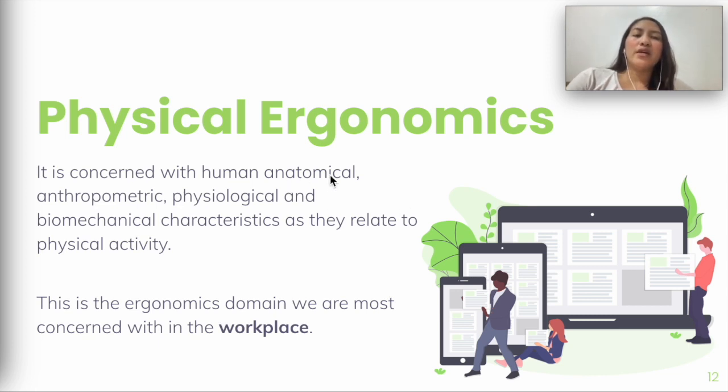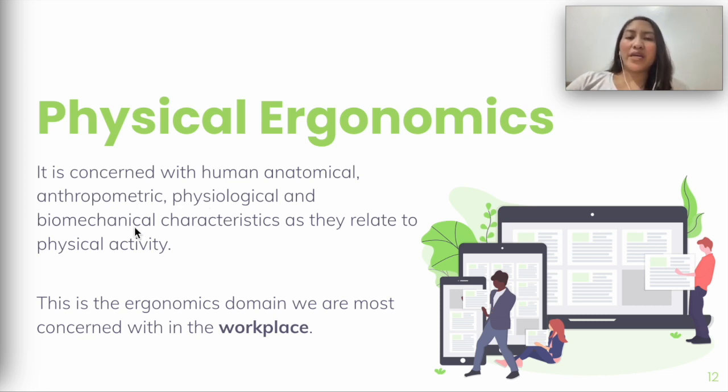So when you say anatomical, it's relating to bodily structure. So we have to consider the structure of the body. When you say anthropometric, it defines the physical measures of a person's size, form, and functional capacities. When you speak about physiological, it is relating to the branch of biology that deals with the normal functions of living organisms and their parts.